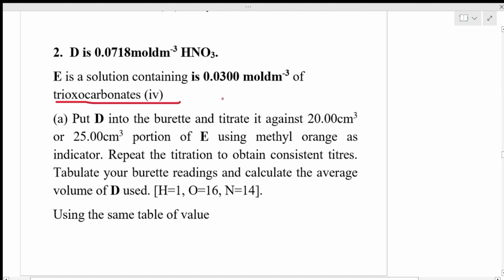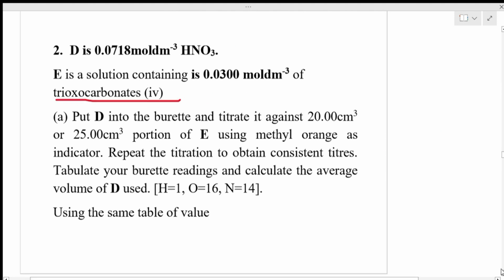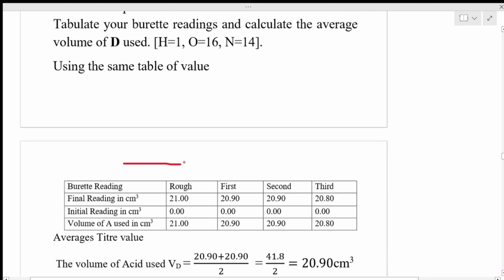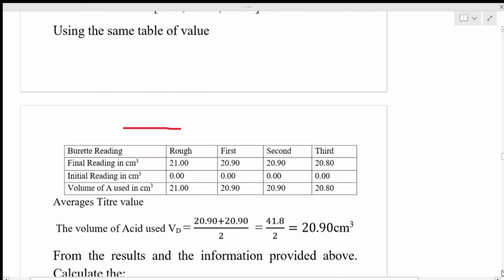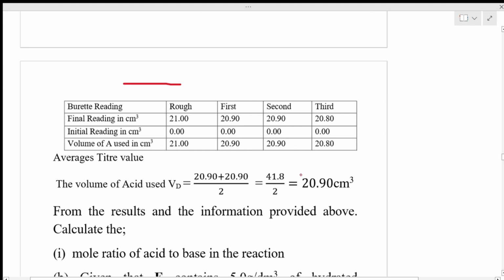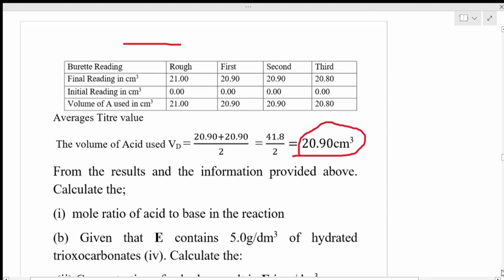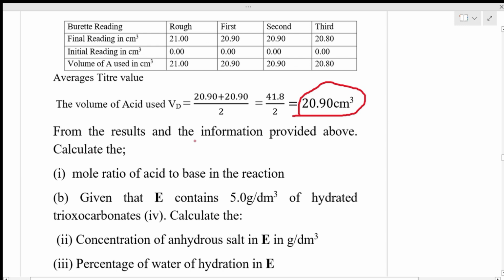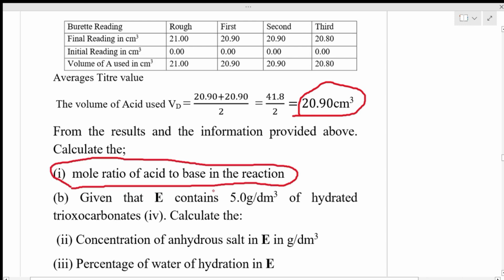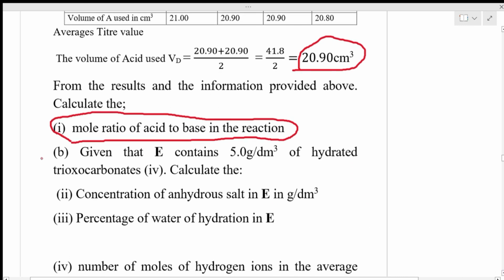So let's follow the question the way we did in the previous one. We are going to be using our value of 20.90. So let's look at the question to approach. From the result and the information provided above, calculate the mole ratio of acid to base. In calculating the mole ratio, there are certain things to pay a little attention to. Let's look at number 2.